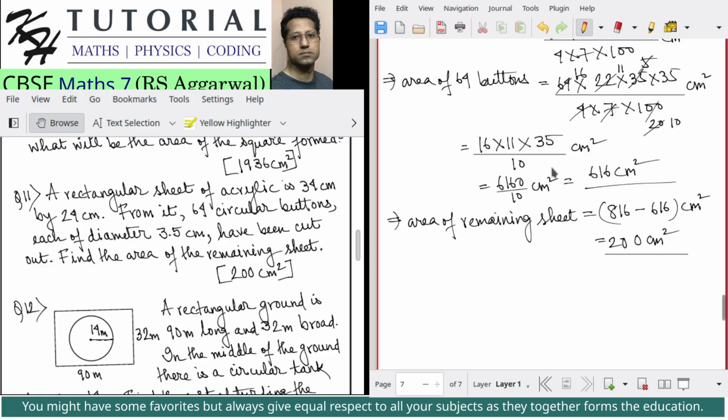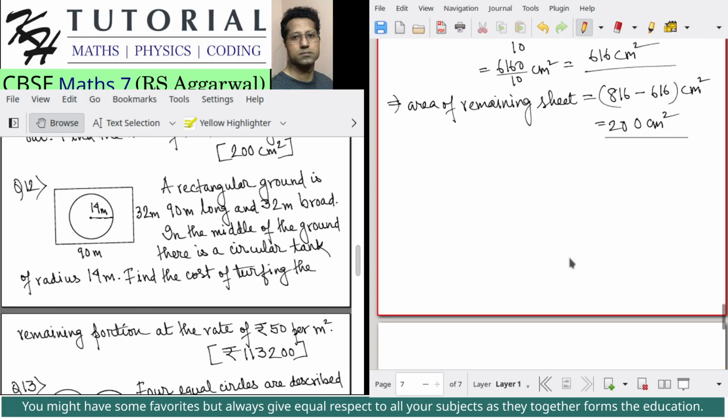Okay, let's see the next problem, question number 12. A rectangular ground is 90 meter long and 32 meter broad. In the middle of the ground there is a circular tank of radius 14 meter. Find the cost of turfing the remaining portion at the rate of rupees 50 per meter square. So we have to find the area of the remaining portion. So there is a rectangular field, and in the middle there is a circular tank of radius 14 meter.